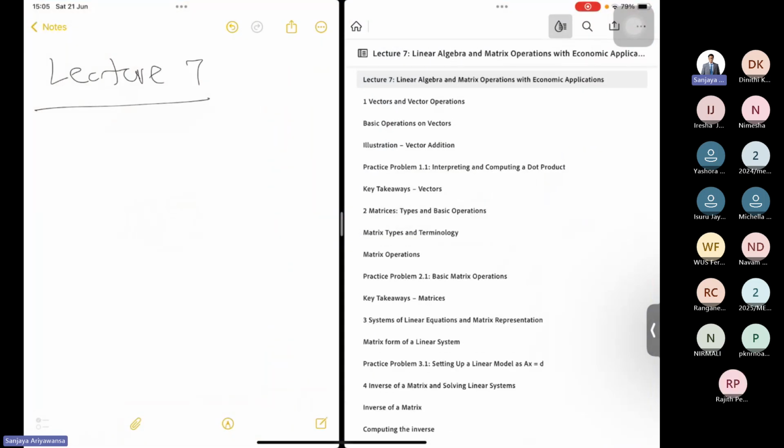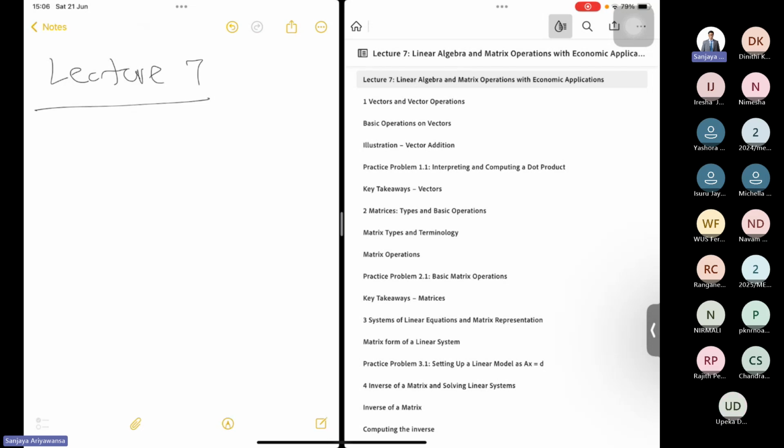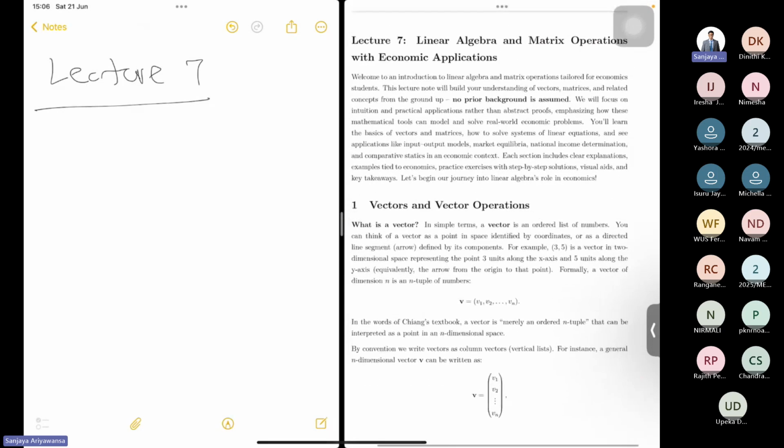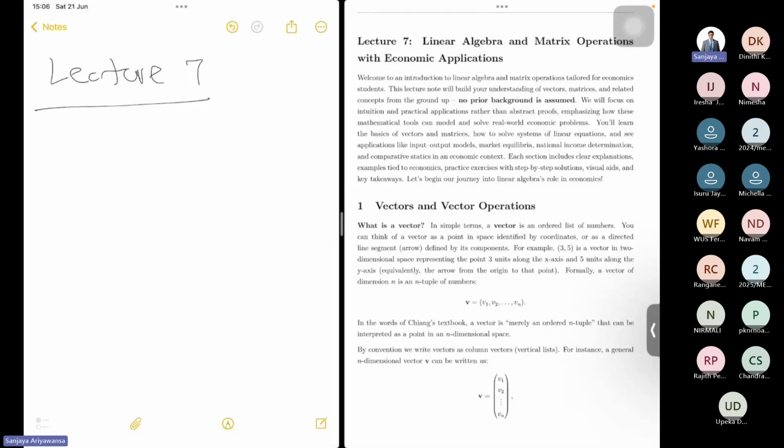In this particular lesson, we are first going to look at vectors. What is a vector, and then the basic operations of vectors, things like vector addition, the dot product of a vector, the economic interpretations, a couple of examples, and key takeaways from vectors. So first, let's have a look at what vectors are. I hope you can see the screen, and I hope I'm audible.